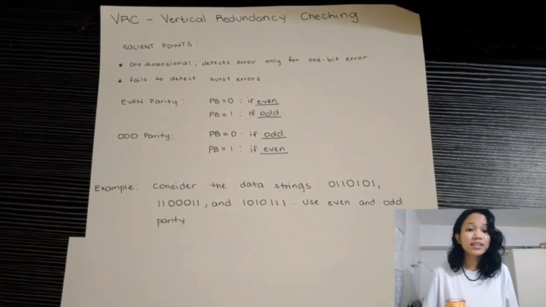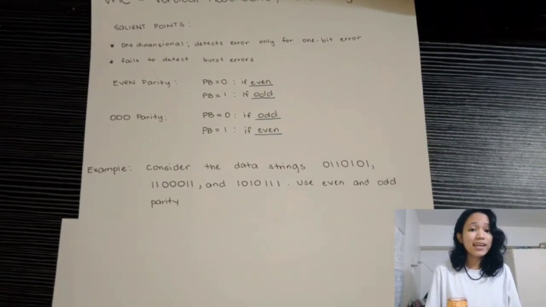Longitudinal redundancy checking is a type of error detection method used in digital transmission. It has two different kinds of parity: the odd parity and the even parity. To better understand that, let us proceed to the example. Consider data strings. Use even and odd parity.